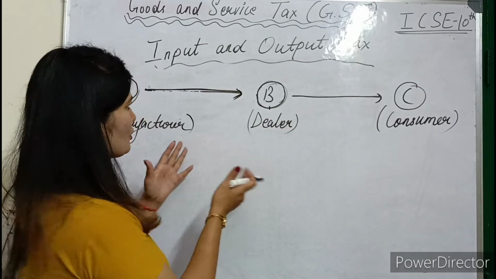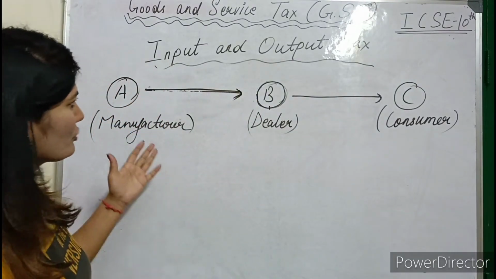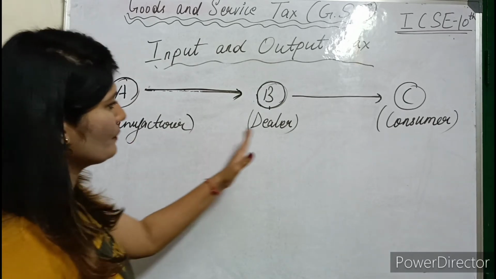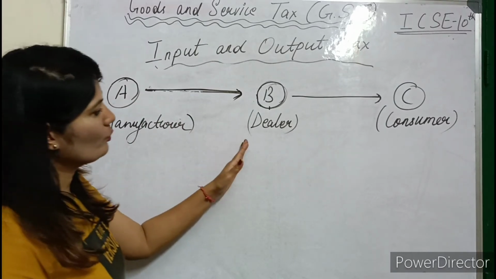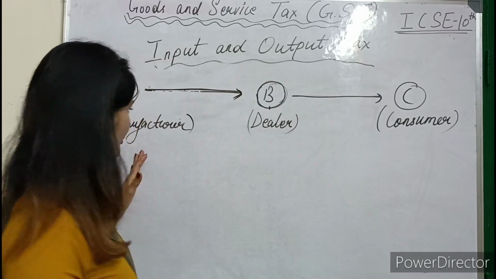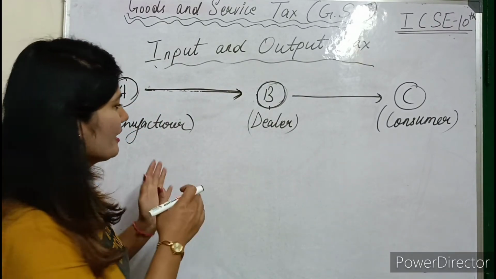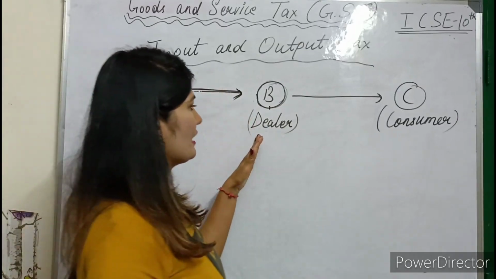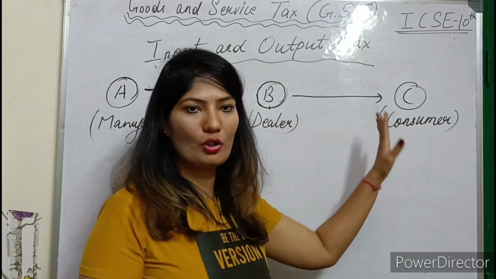So now the last topic is input and output tax. You should know how to calculate the input and output tax. As you can see, there are three persons involved in this. The first one is the manufacturer, the second one is the dealer and the third one is the consumer. The manufacturer is the person who will manufacture the products in the industry and then he will sell the same products to the dealer. Then the dealer will again sell the product to the consumer, and it will go on.